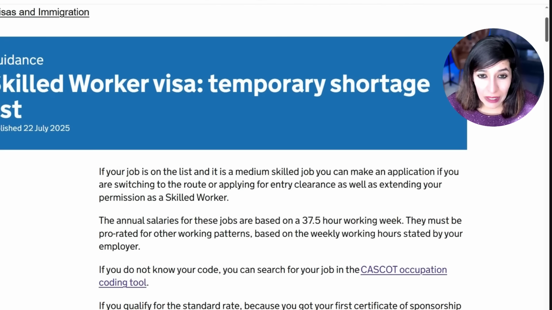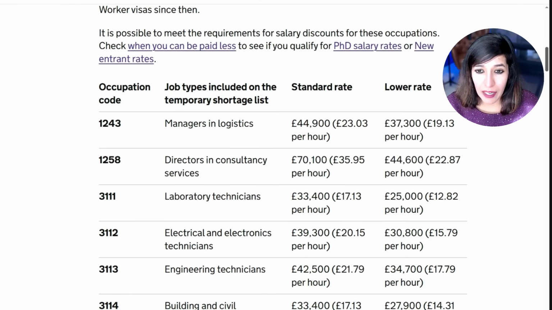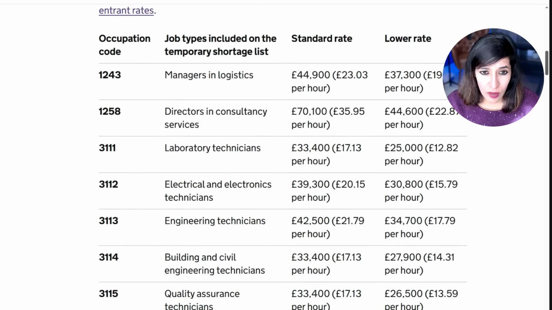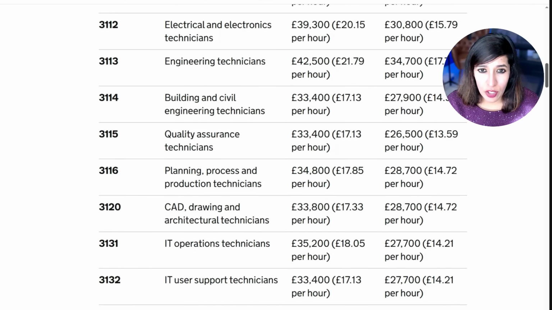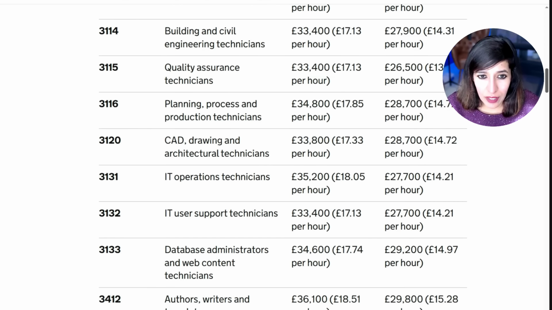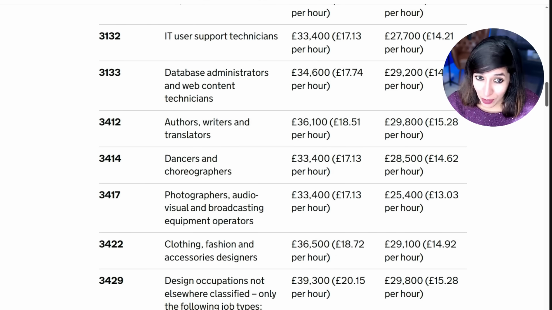Okay. Now we are looking at the temporary shortage occupation list. So let's quickly look at which jobs are on it. You can pay attention to the occupation code. Some of the titles are managers in logistics, so you can still get sponsorship, directors in consultancy, lab technicians, electrical and electronics technicians, engineering technicians, building and civil engineering technicians, quality assurance technicians, planning, process and production technicians, CAD, drawing and architectural technicians, IT operations technicians, IT user support technicians, database administrator.